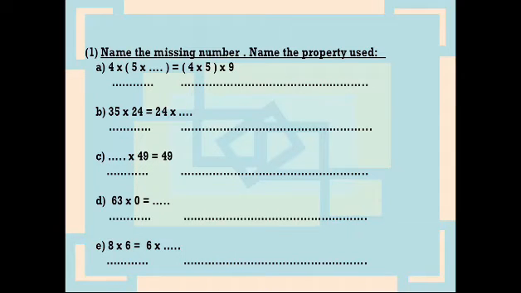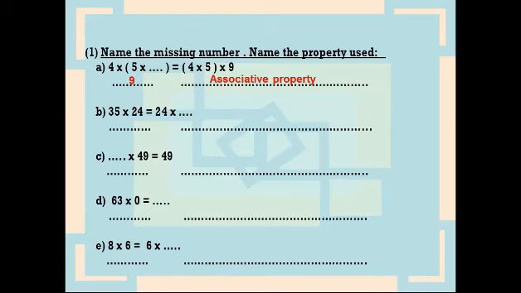Now our exercise. Name the missing number and then name the property used. A, 4 multiplied by 5 multiplied by what equals 4 multiplied by 5 multiplied by 9. The missing number here, if you compare between the two sides, you will find the missing number is 9, and the name of this property is associative property.